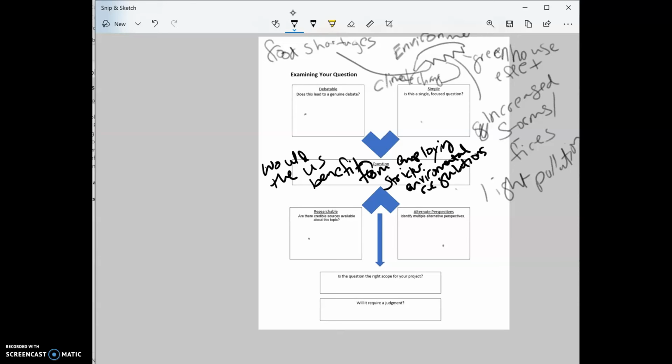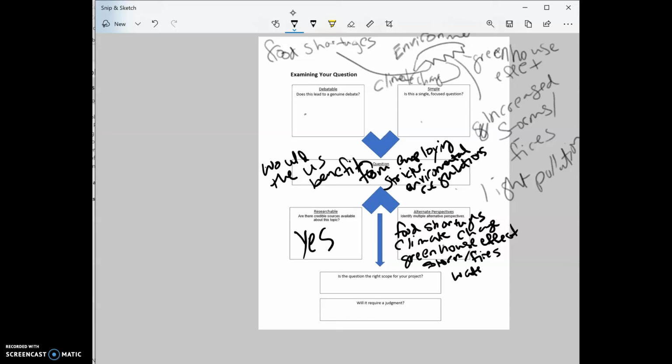You may not think this is debatable, but there are some scientists, however few, who think that's not really necessary, or they think there are other ways to do it. So is it researchable? Yes, absolutely. Are there multiple perspectives? Yes, because I gave them to you. You could talk about food shortages. That's a different perspective. You could look at climate change. That's another perspective. Greenhouse effect, storms, fires, water pollution, light pollution. There are different ways of addressing the environment, a multitude.